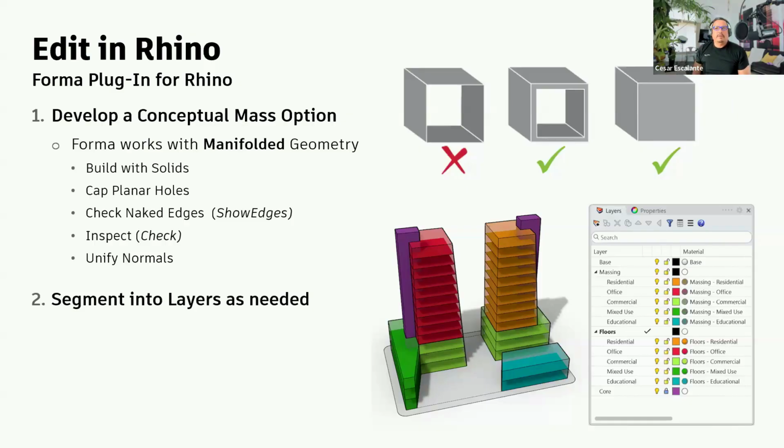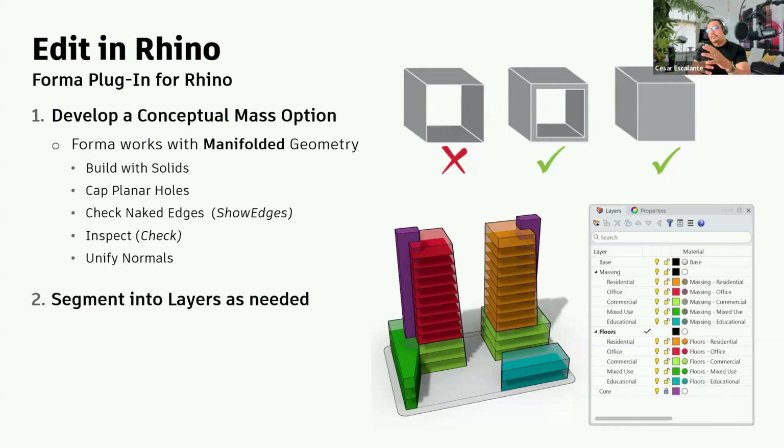So you need to be careful about building closed solids, and check for naked edges or standalone surfaces to avoid display issues, display representations in Forma. There are some commands in Rhino that allow you to do that. For example, there's the Check command or the Show Edges command, which are ways to check that the geometry you create in Rhino can be displayed properly in the Forma environment.